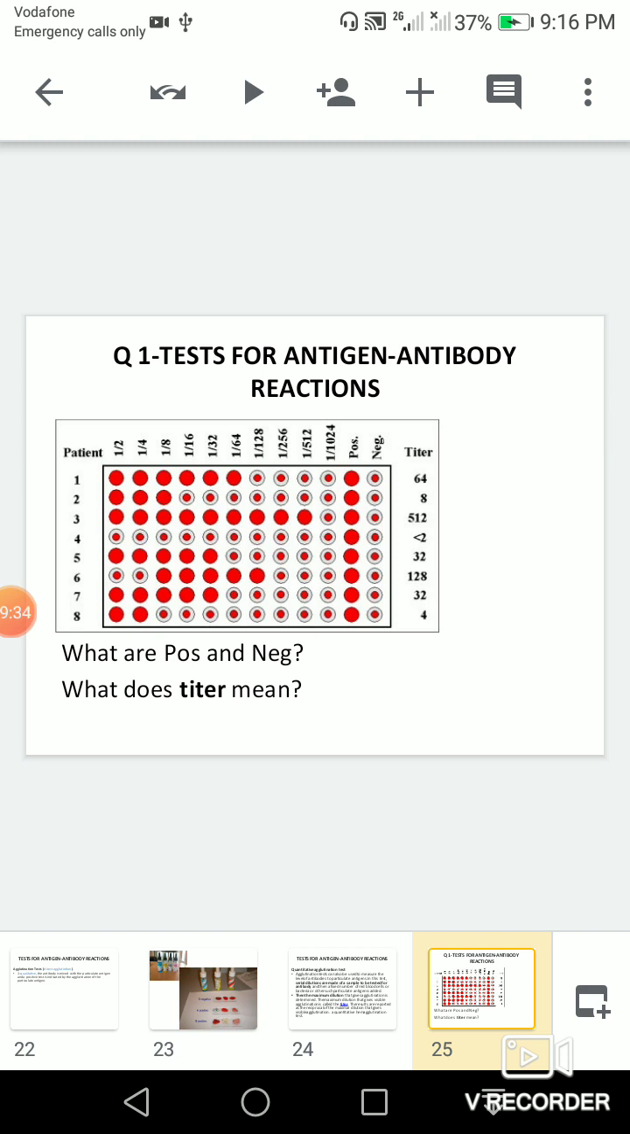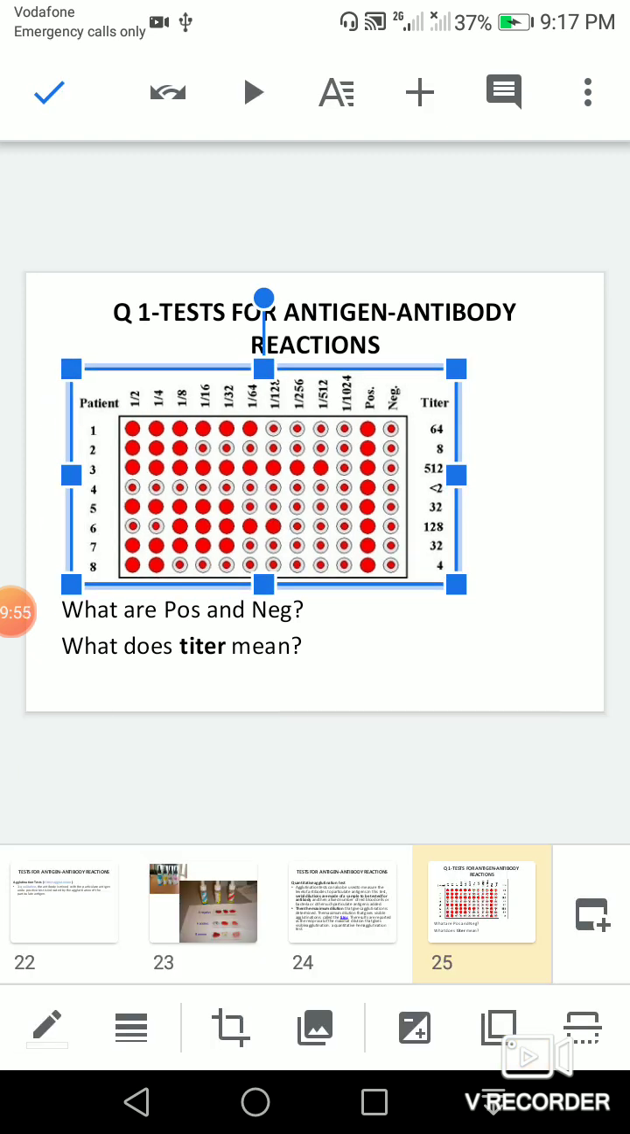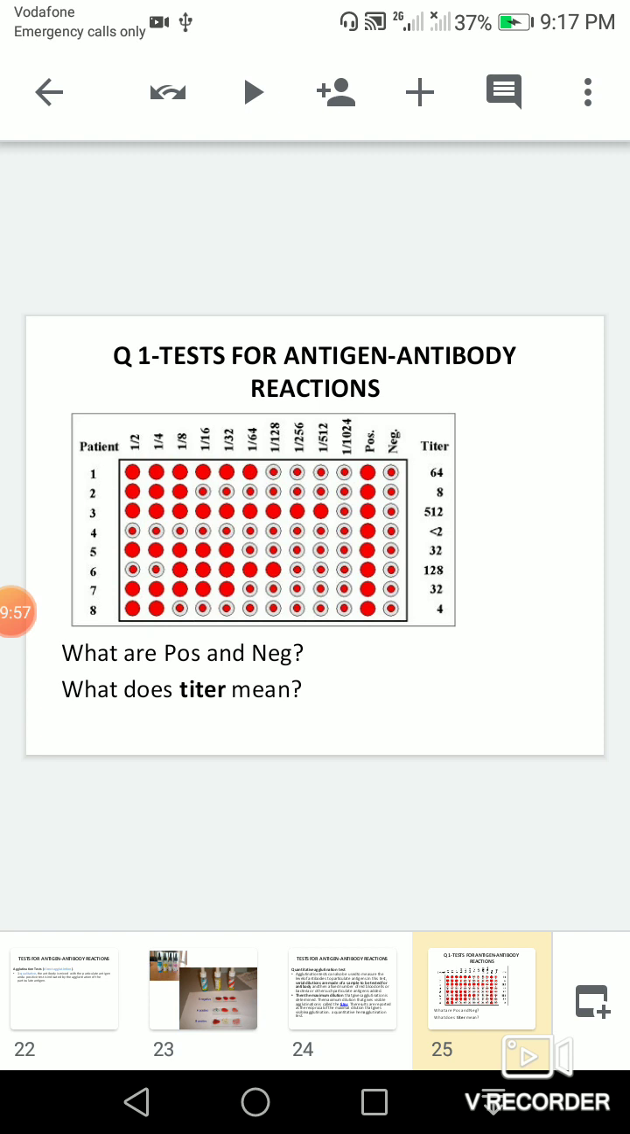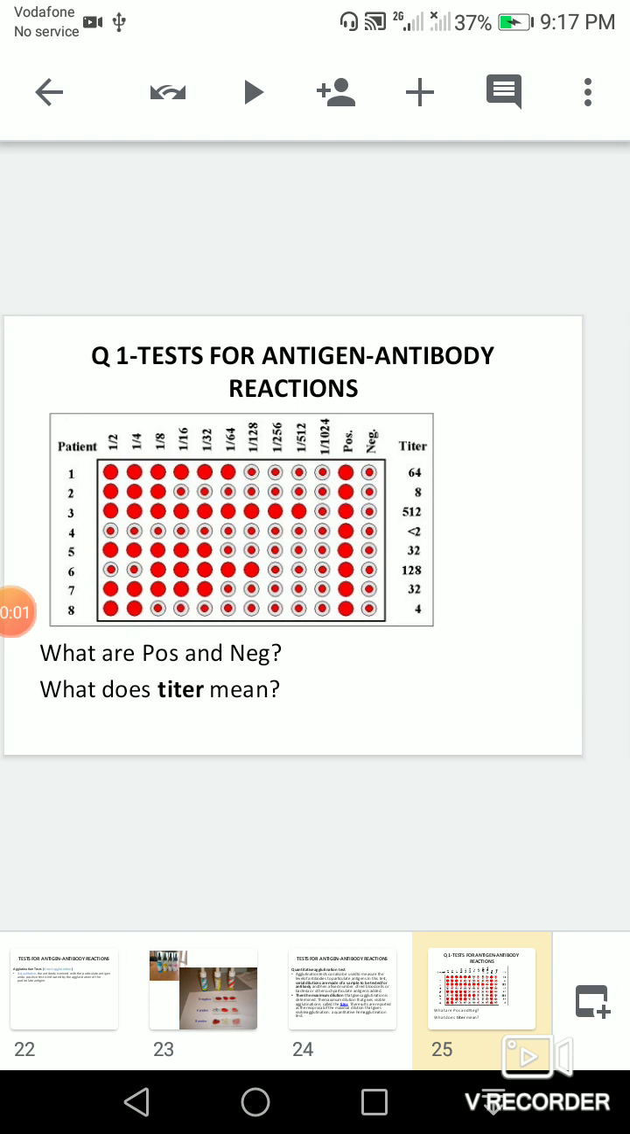Here is the agglutination at 1/64, so the titer is 64. You must notice that positive and negative calibrators are used here. Standards are used to ensure that the reaction is accurate. Here in the second one it's 1/8, so the titer is 8. Here is about 1/512, so the titer is 512, and vice versa. The positive and the negative here are standards to ensure the positivity of the reaction.